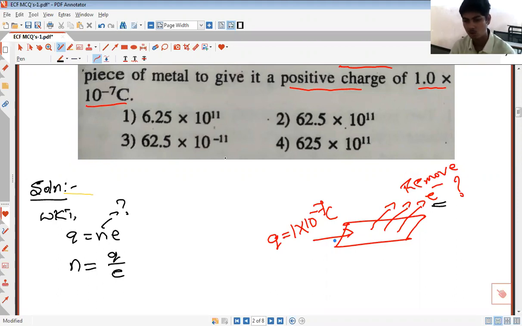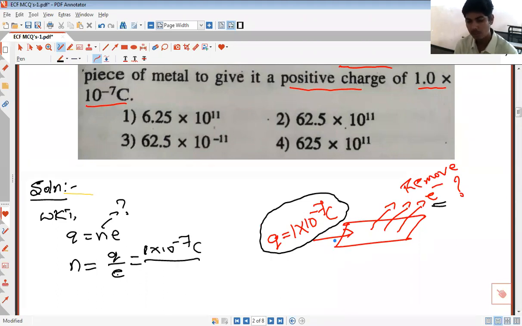N is equal to Q by E. This can be substituted as, see, the value of Q is given to us. The amount of charge that must be given to the body is 1 into 10 to the power of minus 7 coulomb. This is the amount of charge that must be given to the body, divided by the charge on electron. We know the value of charge on electron, 1.6 into 10 to the power of minus 19 coulomb.